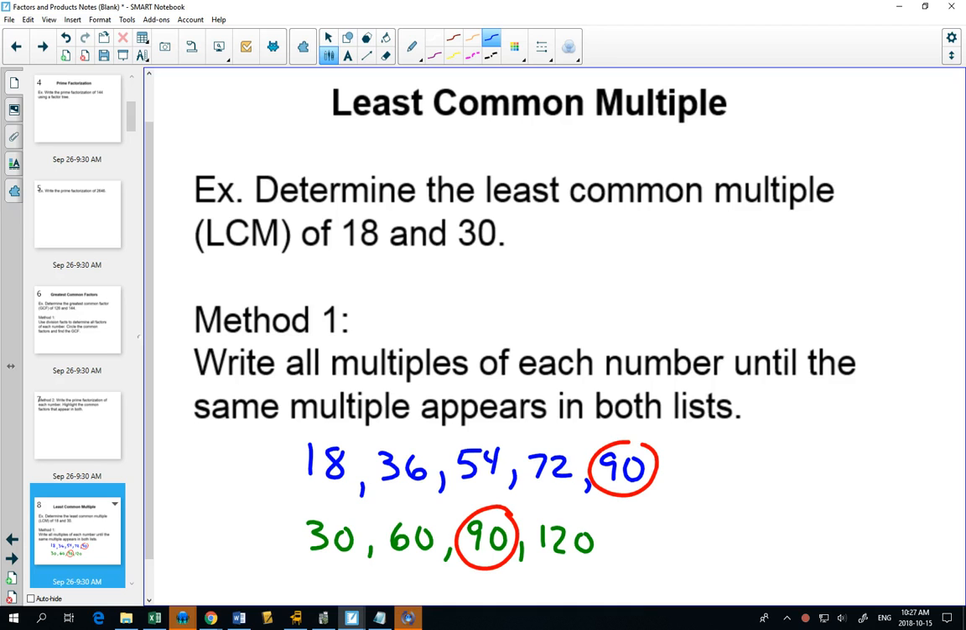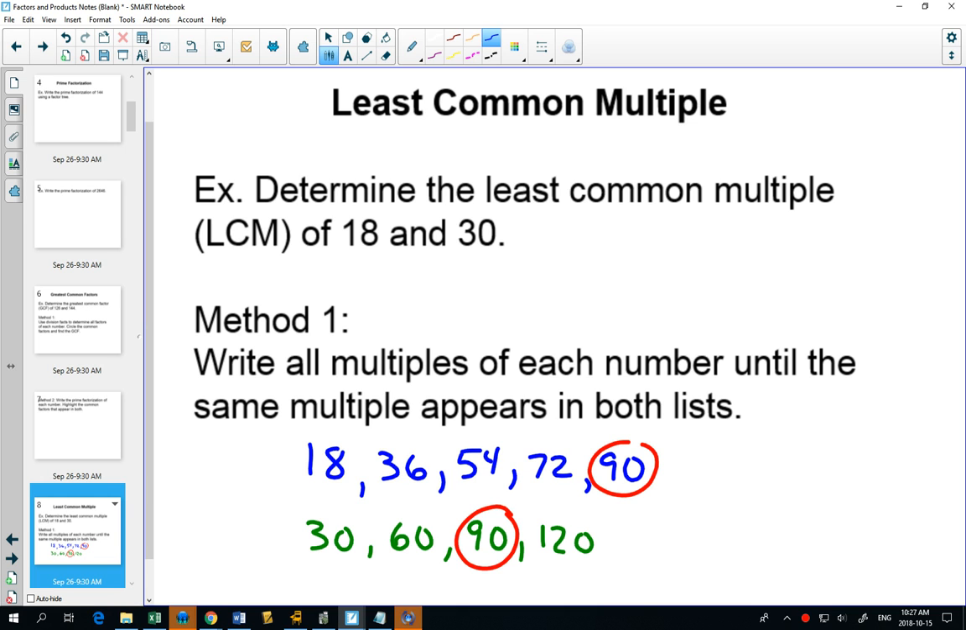Yes? Why would we ever go, what's the least common multiple of 18 and 30? Like, where would we use that? Yeah. Okay, well, we have a word problem coming up where we could use an application of least common multiple. Okay? But it's a good question, but it's coming up.